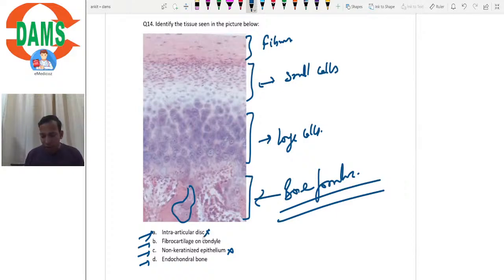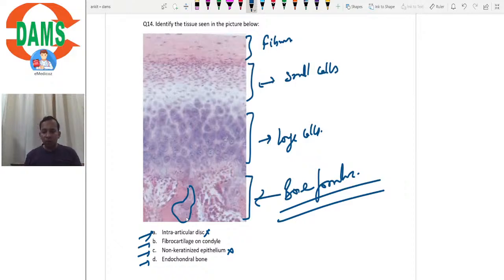Also, intra-articular disc can be ruled out, since the intra-articular disc does not have bone in it, isn't it? It is a fibrous disc. It does not have bone in it. On very rare occasions, when it undergoes severe stresses, only then bone formation may be seen, right? And cartilage formation will be seen first. After cartilage, in very rare cases, bone formation may be seen. So intra-articular disc can also be ruled out. So we are left with fibrocartilage on condyle and endochondral bone formation.